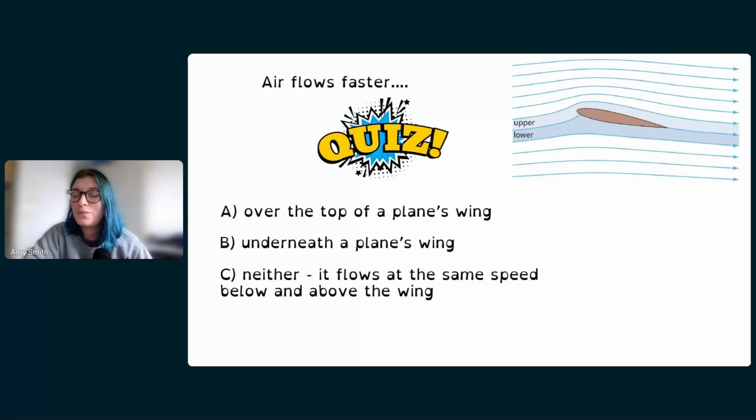Yes. So someone has asked, so you need low air pressure to lift? Yeah. So low air pressure over the top of the thing that's lifting, the wing, for example, and high pressure underneath the wing. And that will create lift.